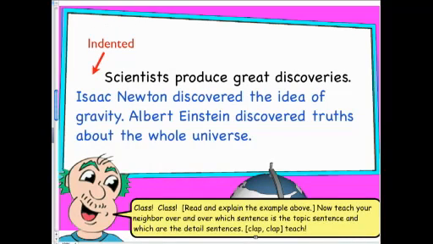So here is a paragraph about scientists. One scientist, Isaac Newton. Another scientist, Albert Einstein. And we want kids now to explain which is the topic sentence and which are the detail sentences. Lots of reps, lots of reps, lots of reps.